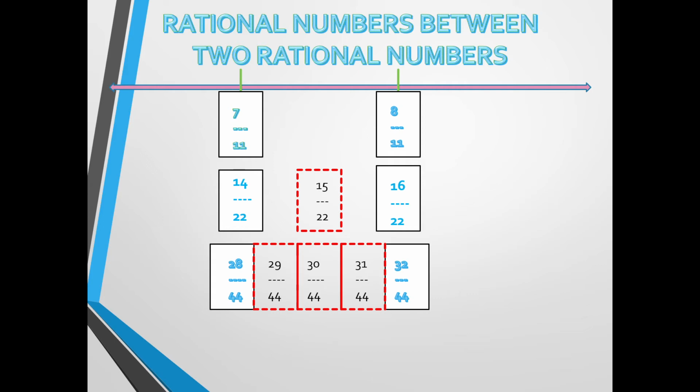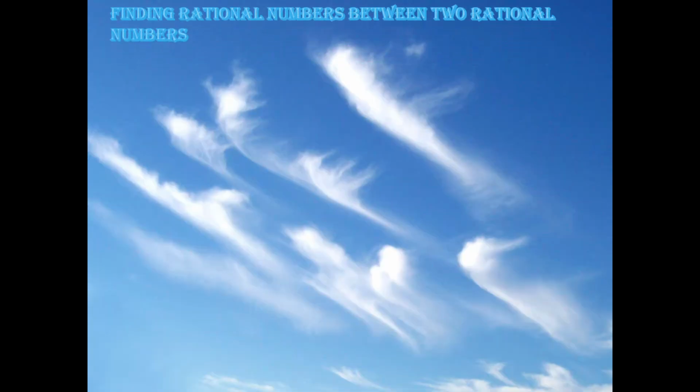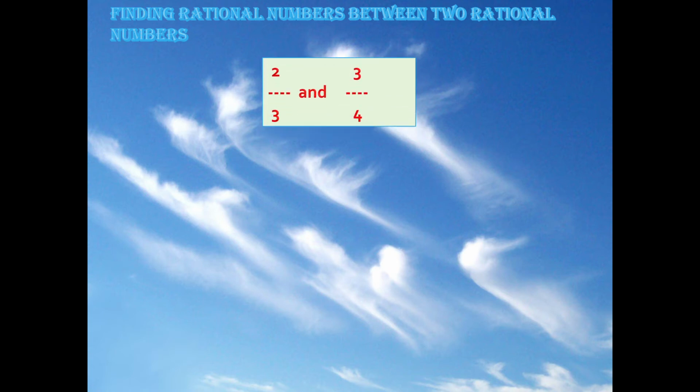Now, how to find rational numbers between two given rational numbers. Suppose 2 by 3 and 3 by 4 are two rational numbers on the number line. Now we have to find rational numbers between these two. As we have already checked, we make the denominators the same, and the numbers present in between the numerators are taken as the numbers in between those two rational numbers.